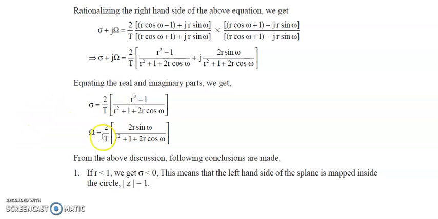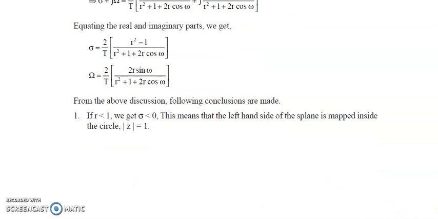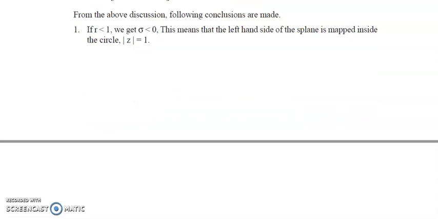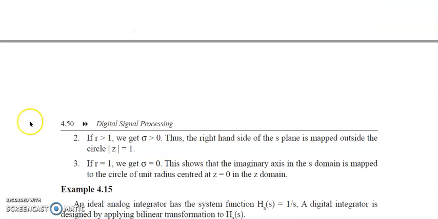Now, if r is less than 1, what will happen? Okay, if r is less than 1, sigma will also be less than 0. R square is less than 1, so definitely it will be a negative value. If it is a negative value, definitely sigma will be negative. Okay, so that means the poles will be stable. If r is greater than 1, r square will be greater than 1, so sigma will be positive.